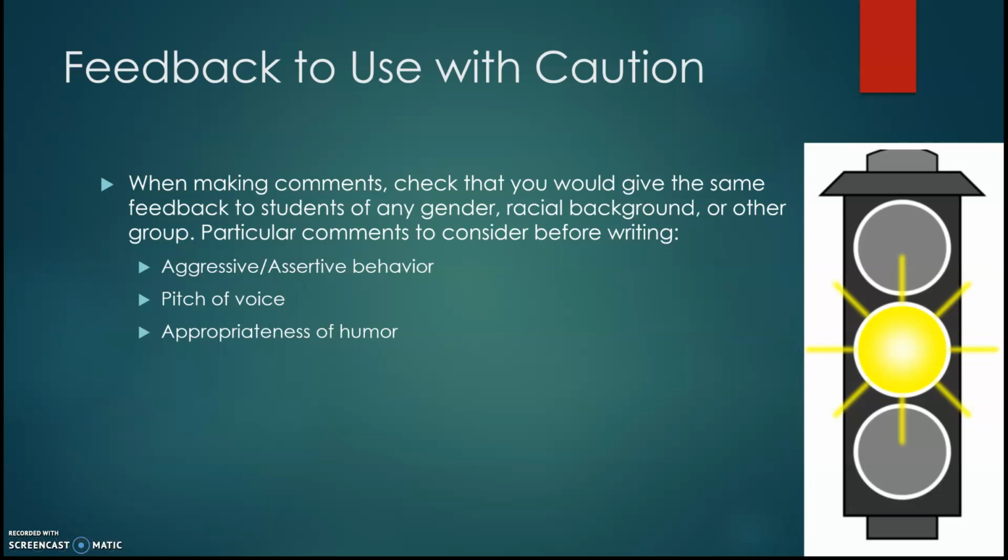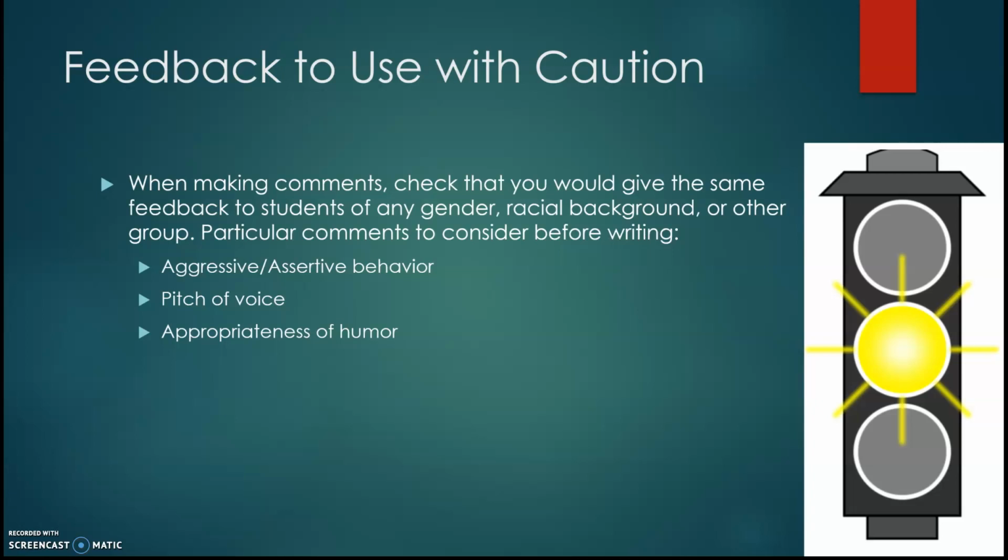Some feedback should be used only with caution. In particular, we want our debate community to be a safe place for all of our students to learn and grow as debaters. So please, if you're going to give some of these comments, just check yourself in your brain real fast to see if you would give the same feedback to a student who was of a different gender, racial background, or otherwise different from the student you're speaking about.